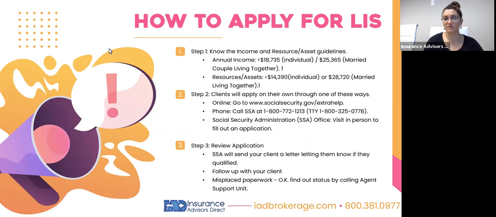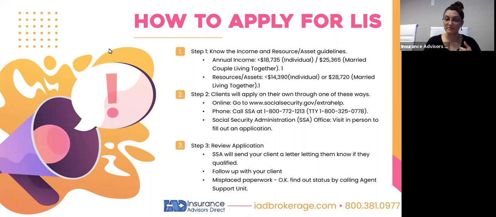So now, once you find out off those tables and in the income, how are you going to help somebody? Maybe just direct them on where they can apply for this LIS. So those charts will go ahead and give you that annual income. So you can see maybe a few dollars here and there, they're around that range. Then you can go ahead and direct your clients to apply through one of these three ways.